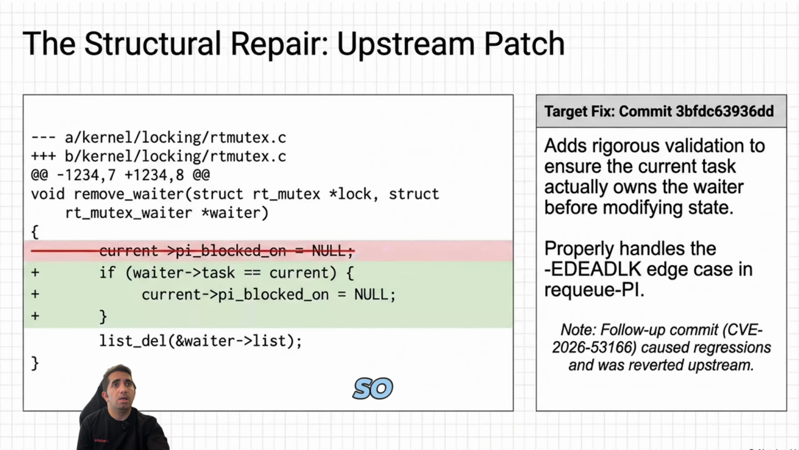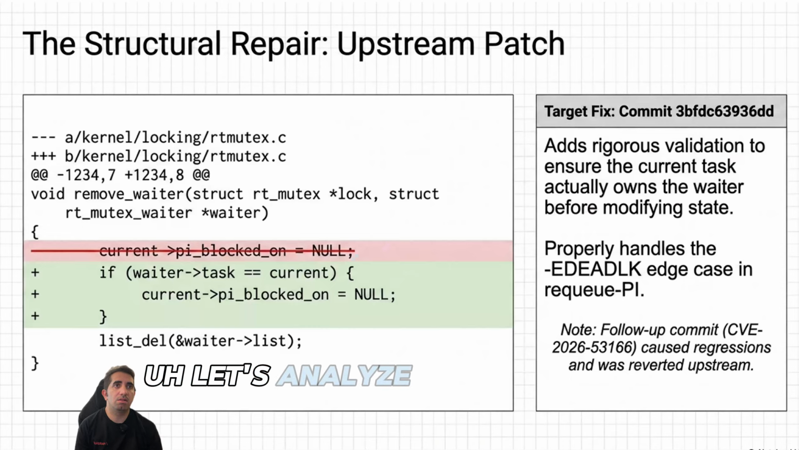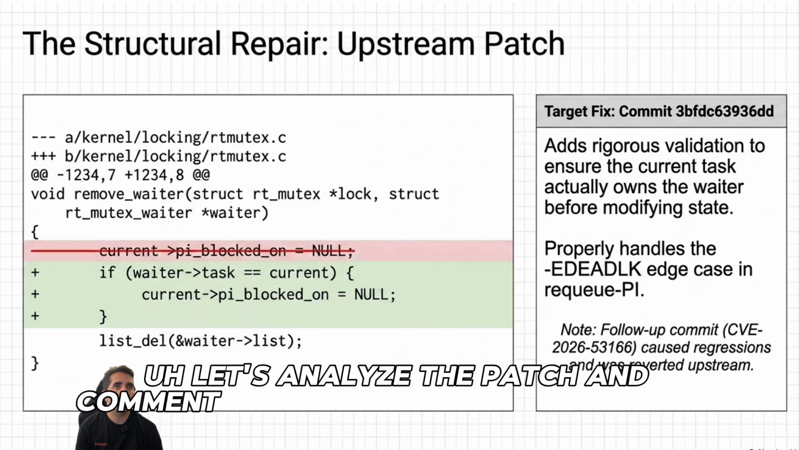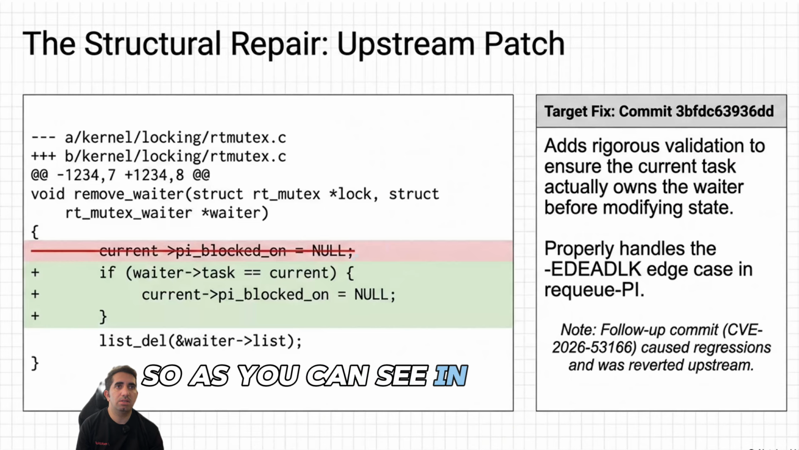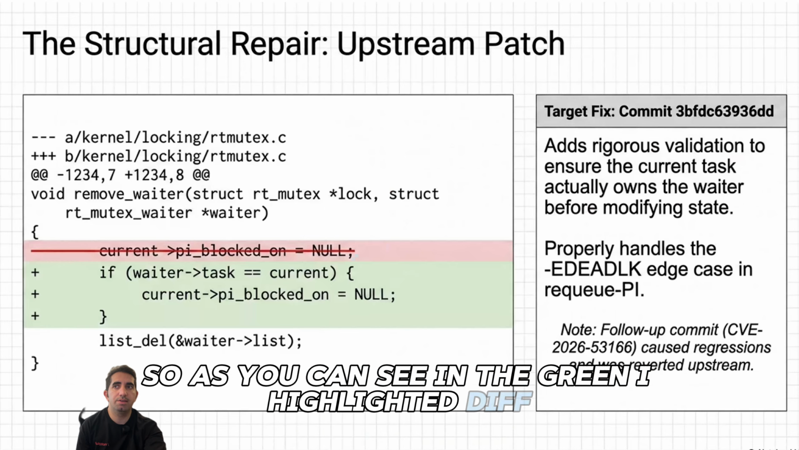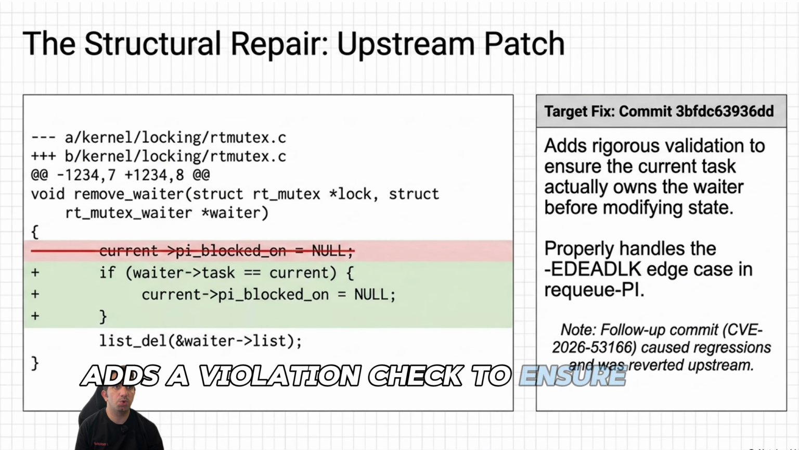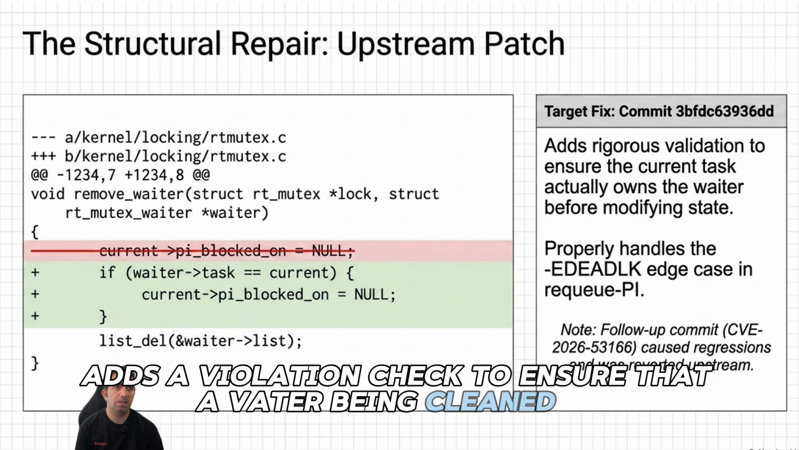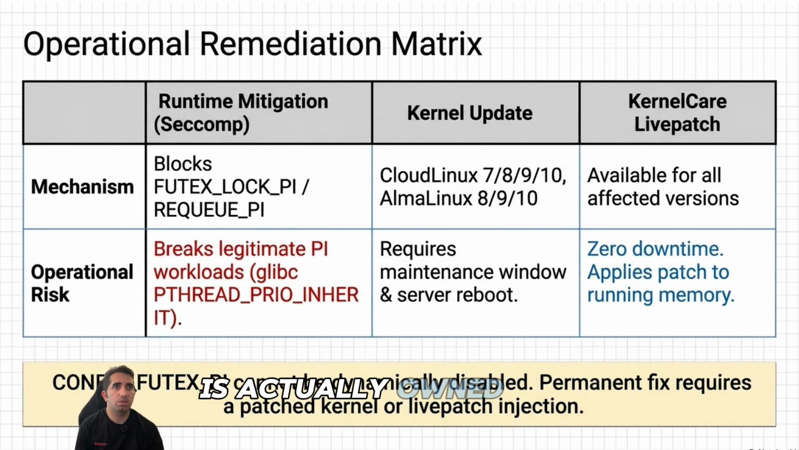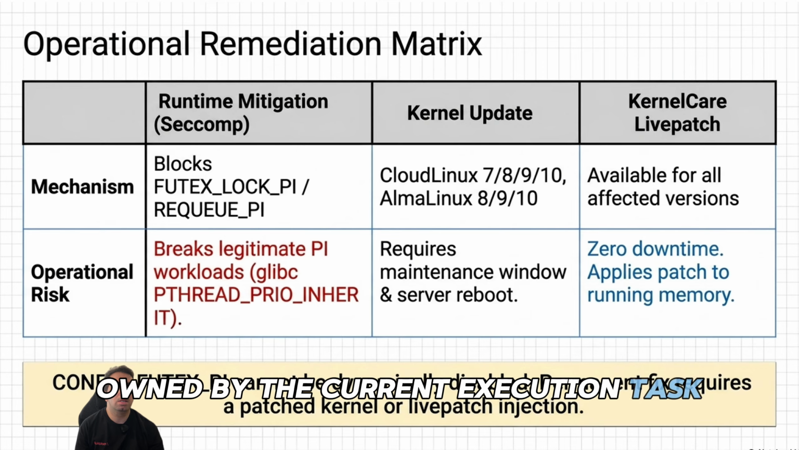So how was this fixed? Let's analyze the patch and commit 3BFDC blah blah blah. As you can see in the green highlighted diff, the fix adds a validation check to ensure that a vector being cleaned up is actually owned by the current execution task.